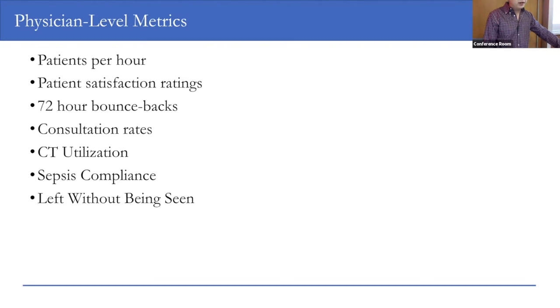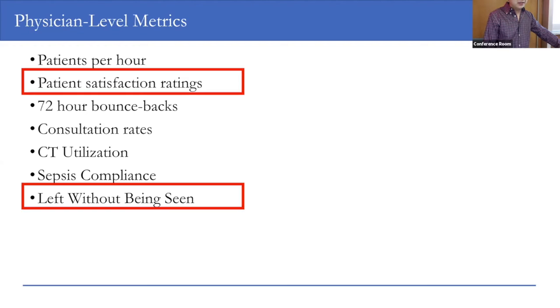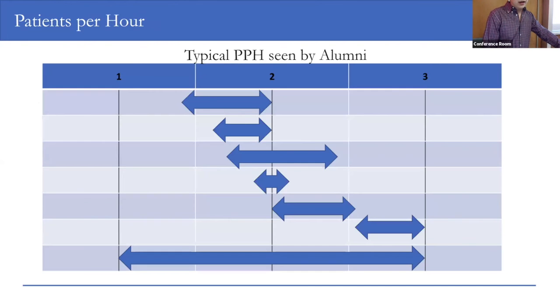I'm going to be talking more about patients per hour, but one thing I thought was interesting was that a lot of the alumni said they aren't too stressed out about seeing enough patients. The ones that they're more consistently bothered by are the satisfaction ratings and the left without being seen, because oftentimes they don't feel like they can necessarily control those as well. But in terms of patients per hour, most of our alumni say that they see around 2 patients per hour, and some specifically mentioned that's pretty much the industry standard.